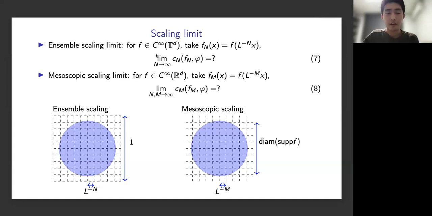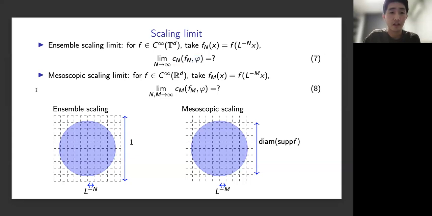And then there are also different types of infrared scaling limits. So there is first the ensemble scaling limit, which considers a smooth function f on d-dimensional torus. And then we will take a discretization f_n, which is again given as f of L to the minus n times x. And we will test this function against this random field phi. And again, we're interested in what type of limit this has.